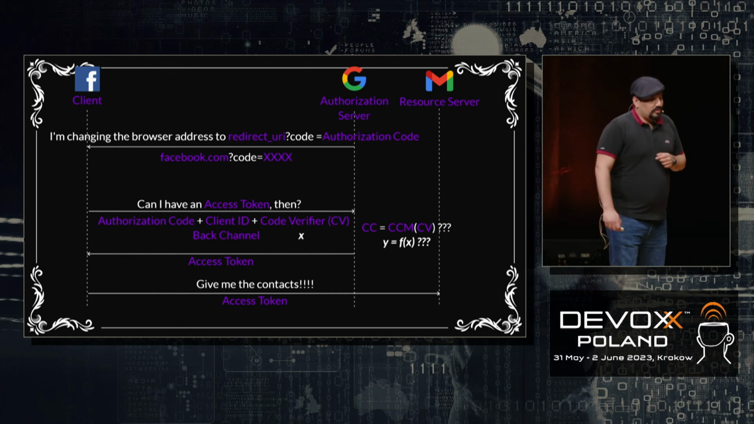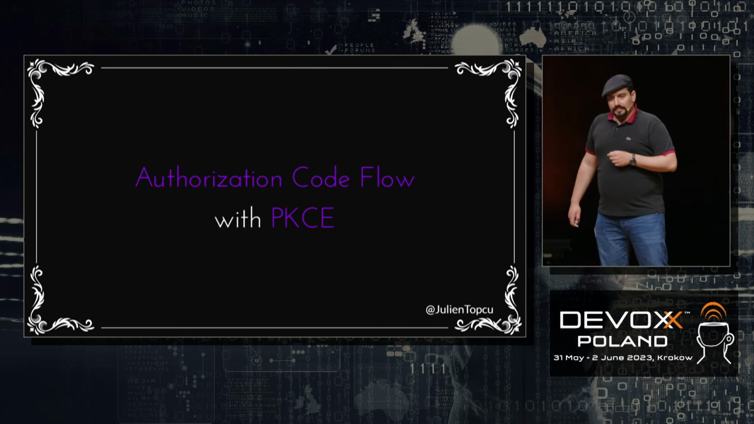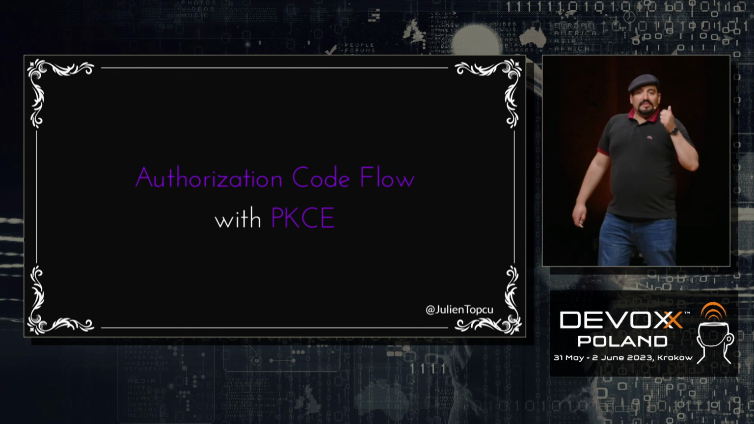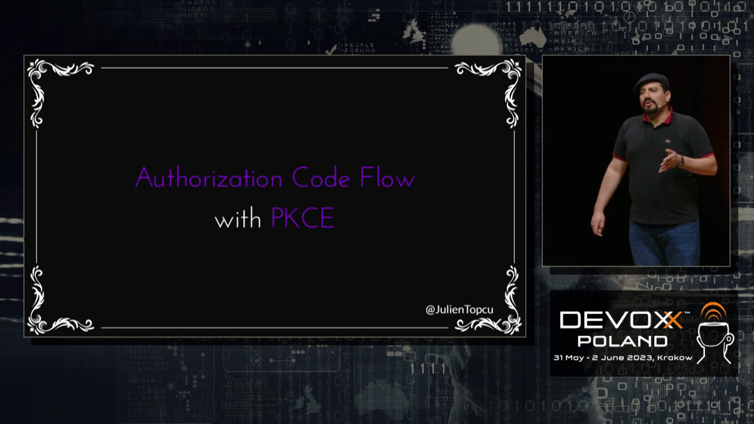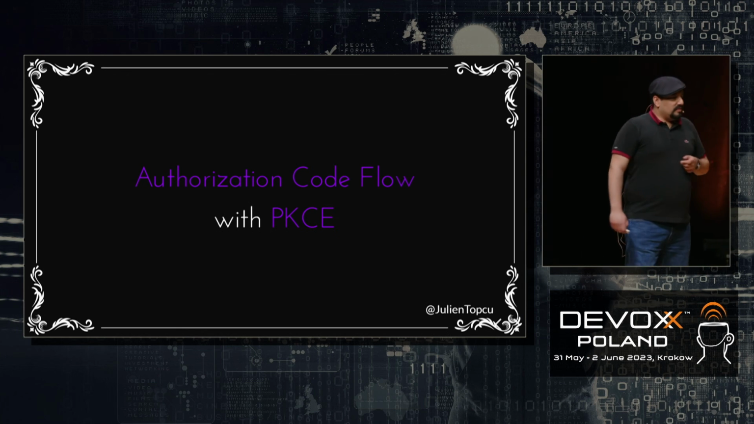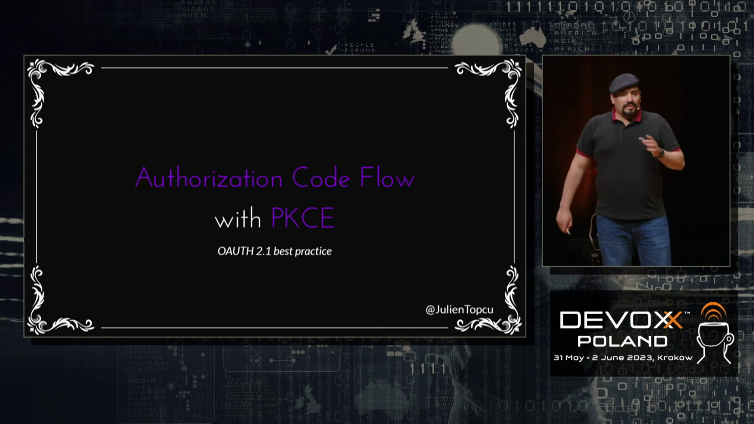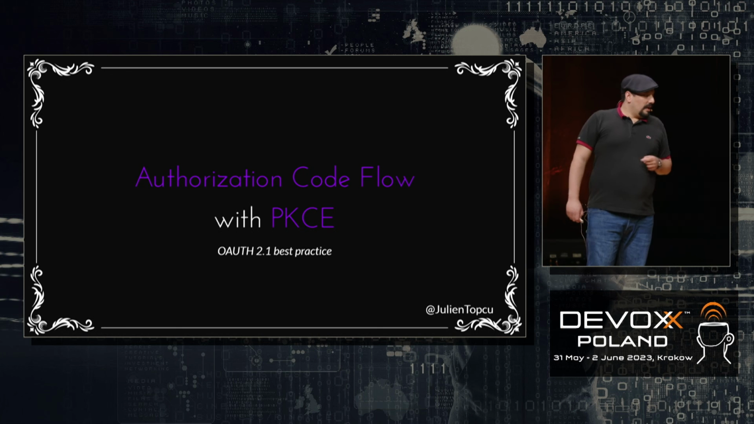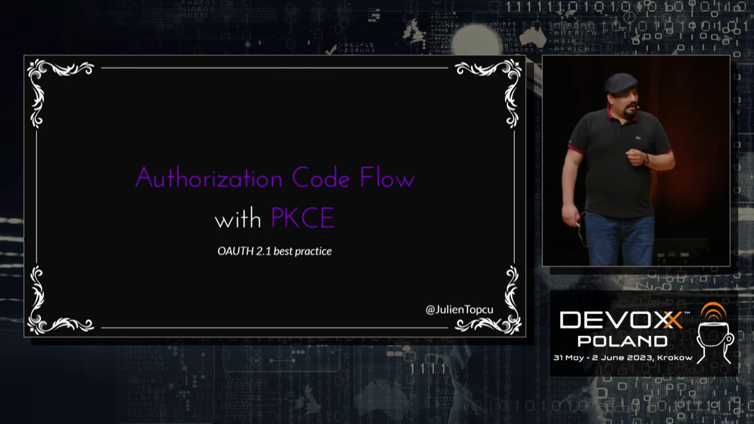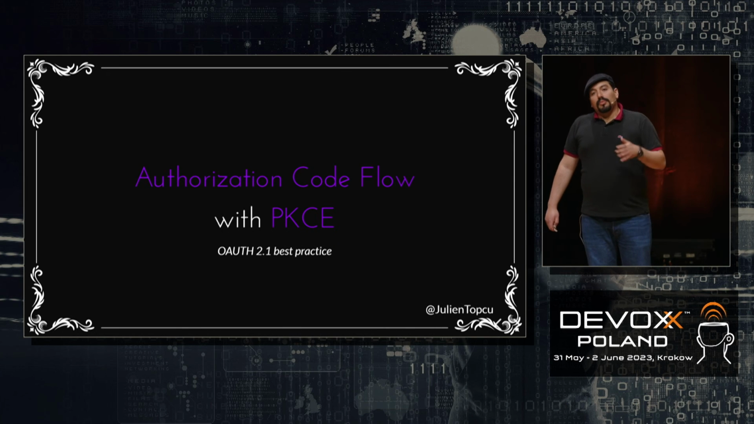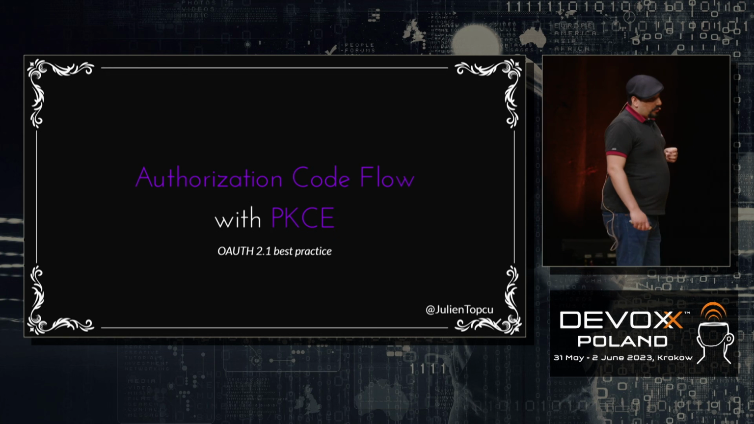So this flow is what we call authorization code flow with PKCE. And it replaces the implicit flow and the standard authorization code flow we had earlier. This is one of the main best practices of OAuth 2.1, and you should definitely migrate to that flow. It was invented first for mobile, and now it has been integrated as the main flow of OAuth.